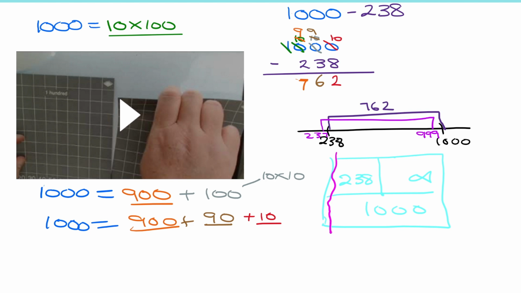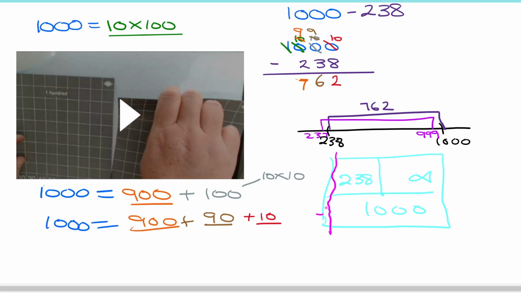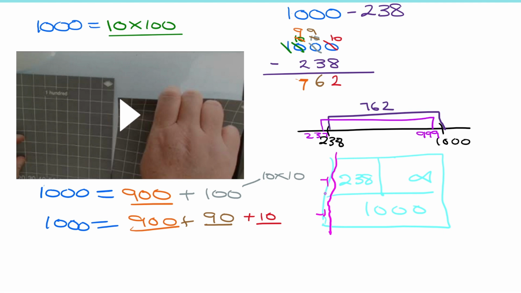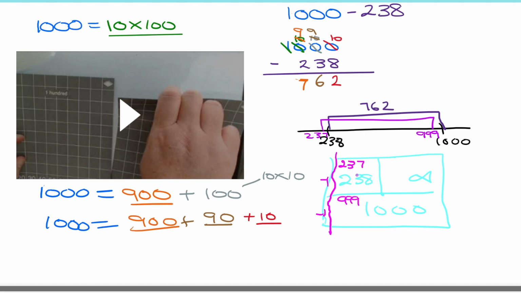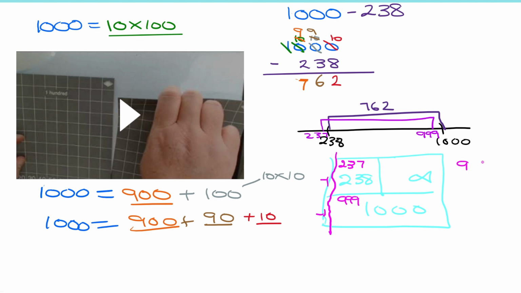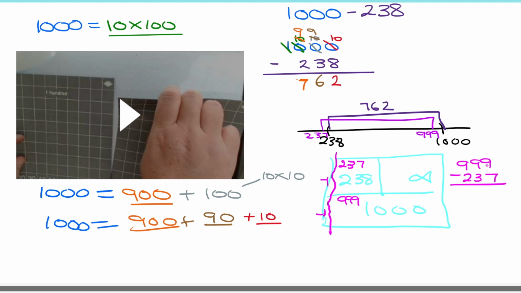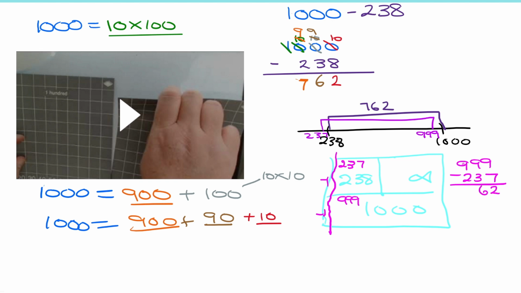I've taken one off both of these. So I took one off here, took one off here, and I took one off here. Did I change Nemo? Did I change the answer? No, I didn't. But it means now that I've got 999 in this box and 237 in this box. If I were to do that, 999 take away 237, or what's the difference between them? 9 take away 7 is 2, 9 tens take away 3 tens is 6 tens, 9 100s minus 2 100s is 7 100s, and I still get the same answer.